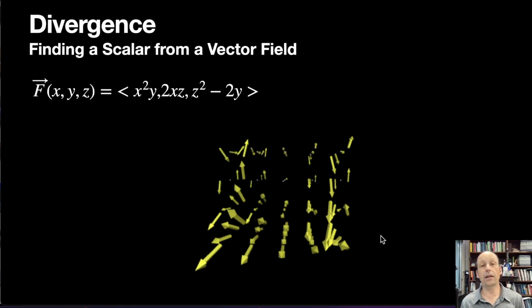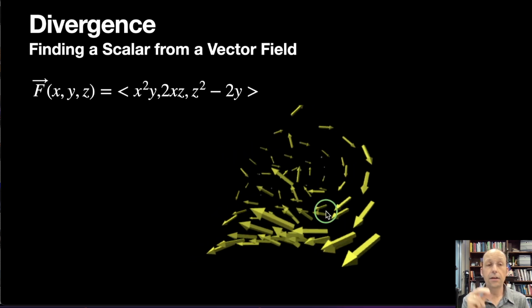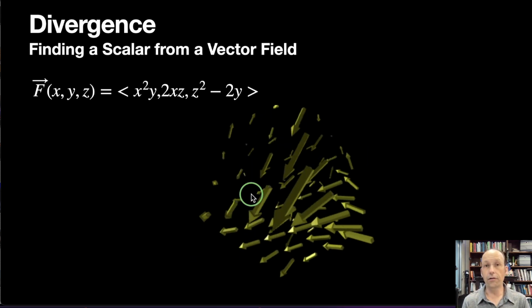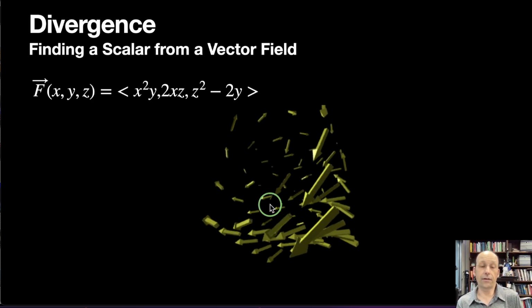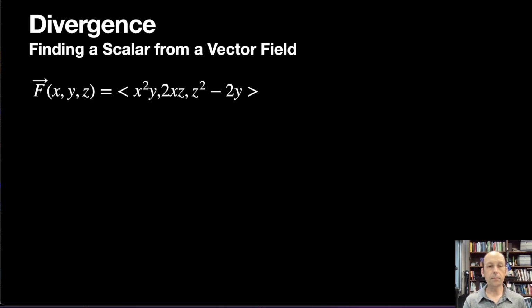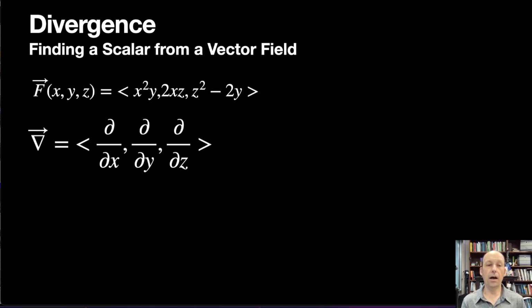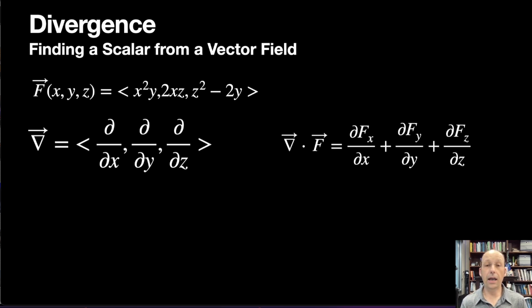And I want to calculate the divergence. The divergence is a way to find a scalar value from a vector field. The gradient is a way to find a vector from a scalar function. Okay, so here's my function. There's my del operator, and the divergence is really just del dot f. So if I take the dot product, I operate the x components together and the y components together and the z, and then add them all up.